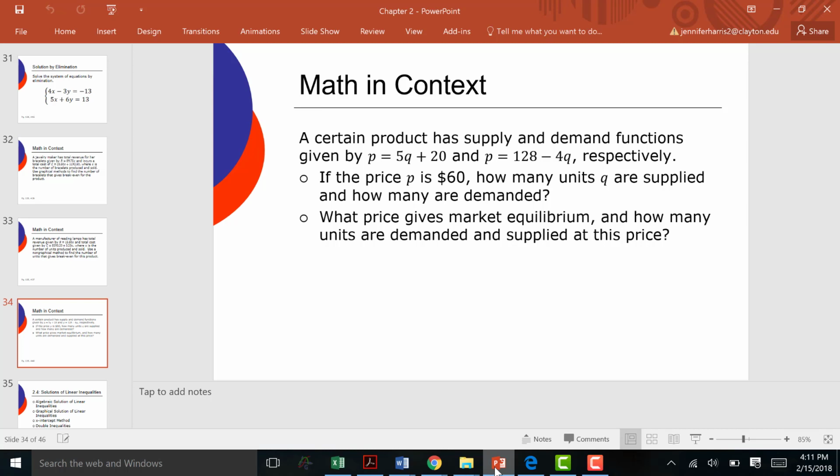Can I erase one of these boards? Can I erase the substitution method? Okay, all right, erasing the substitution method. Now let's see if we can actually work this one out.